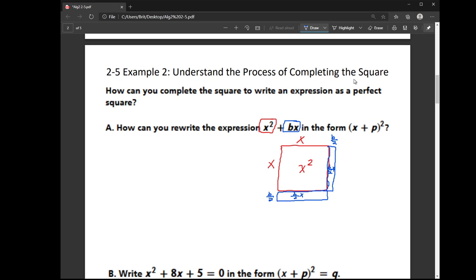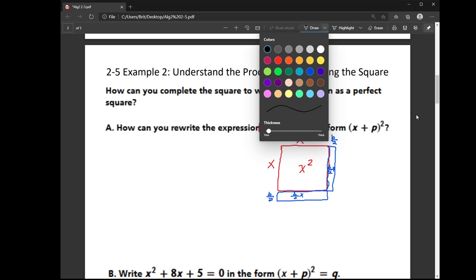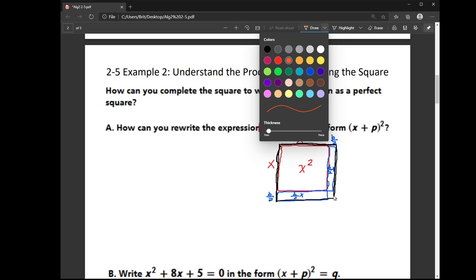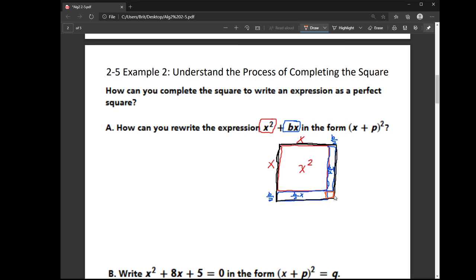Now this process is called completing the square. Do I have a square here? I have close to a square. I have this side length, which is x plus b over 2, and this side length, which is also x plus b over 2. If I multiply them together, that would give me this big square, but I'm missing a little portion of it. Do you see how this little corner is not there? This is what I'm coloring in orange. We can find the area of that little square. It has a length of b over 2 and a width of b over 2, so b over 2 times b over 2 gives b over 2 squared.